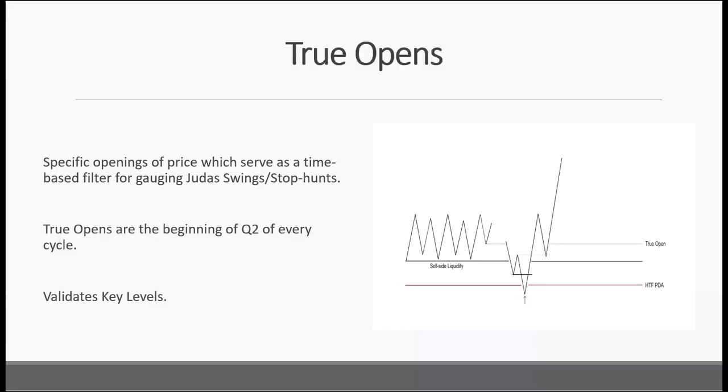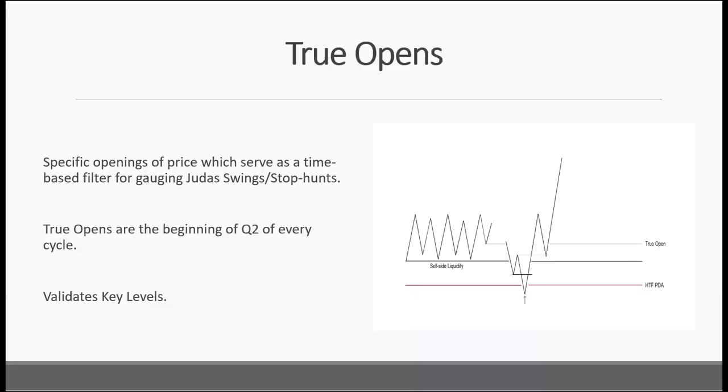Every cycle has its own true open. The true year open is the opening price of the first Monday of April. The true month open is the opening price of the second Monday of the month. The true week open is Monday at 6 p.m. The true day open is 12 o'clock midnight.